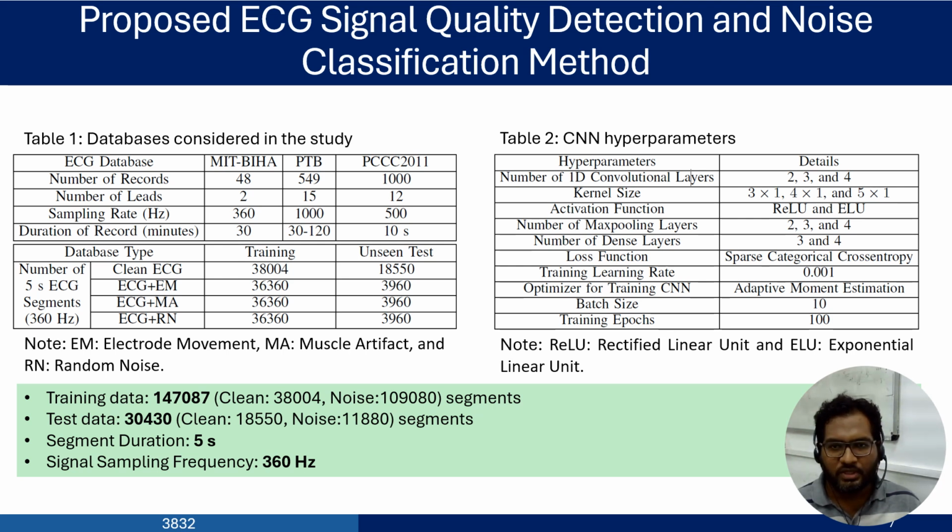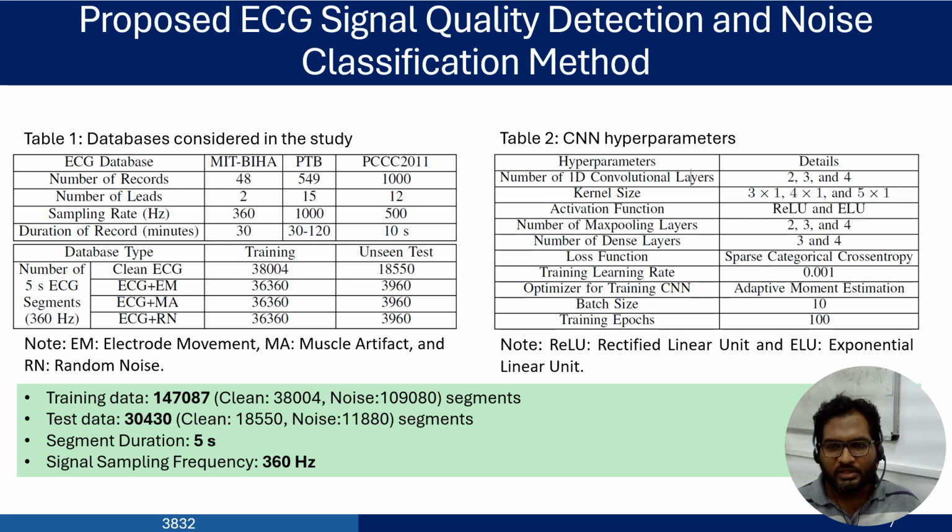For hyperparameter tuning, we have considered 2, 3, and 4 convolution layers. And the kernel sizes we have considered are 3x1, 4x1, and 5x1. And the activation functions in the convolution layer and dense layer are ReLU and ELU, with a softmax activation function in the output layer.